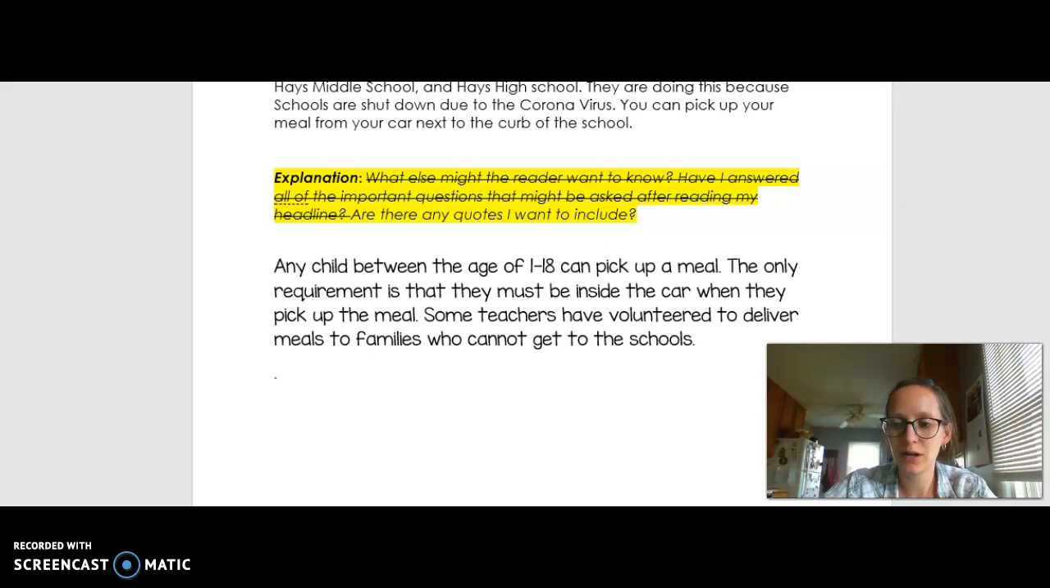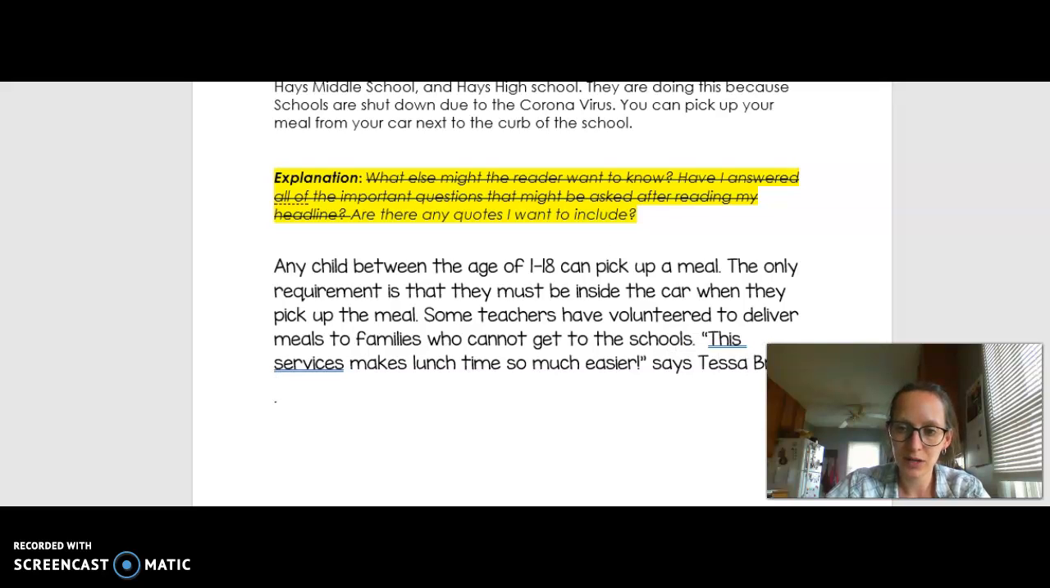So my quote is from myself. I got to watch my nephew a few weeks ago. We got meals for him because he's 5, so he got to go pick up a meal with me. It really made it easy for me because I had to feed my baby August and my nephew, and so it made lunchtime really easy. So my quote would be, "This service makes lunchtime so much easier." And then after I type in whatever I said, I'm going to put my name or whoever said it. So I'm going to say, says Tessa Brandenburg, and that would be how I would leave that sentence. Okay, so that's what my explanation is.